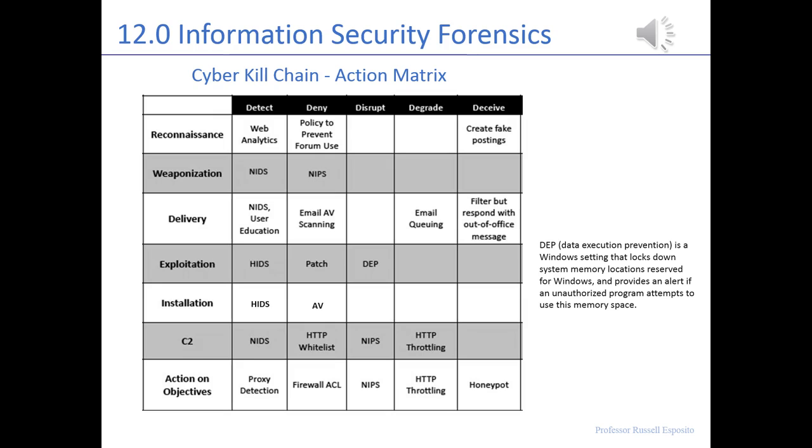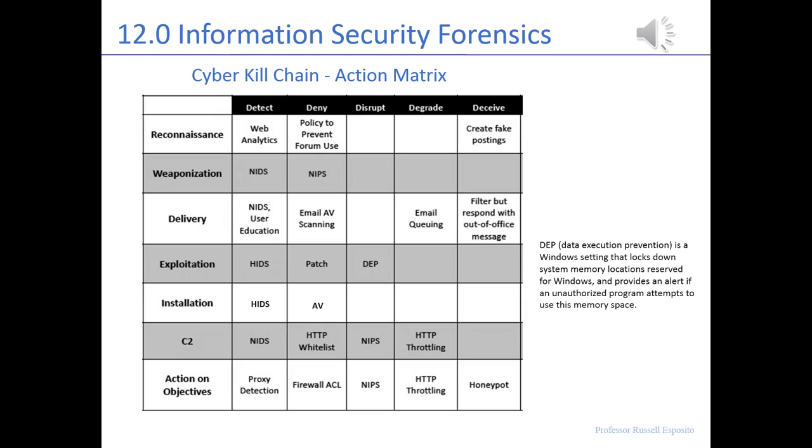Weaponization step. You can use a network intrusion detection system to detect, or a network intrusion prevention system to deny. At that step, when the hacker goes to deliver, again, you could use an NIDS, a network intrusion detection system. Also, user education, right? Because you don't want people falling for phishing attacks and clicking on something that's dangerous. You could also deny it with email scanning, email antivirus. AV is antivirus scanning.